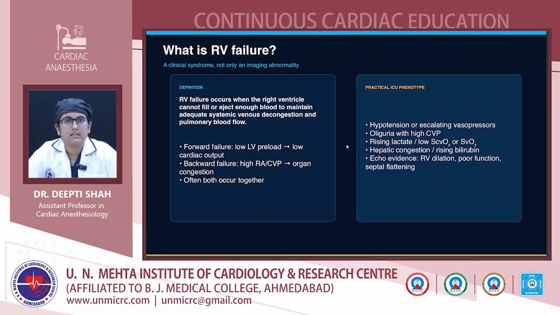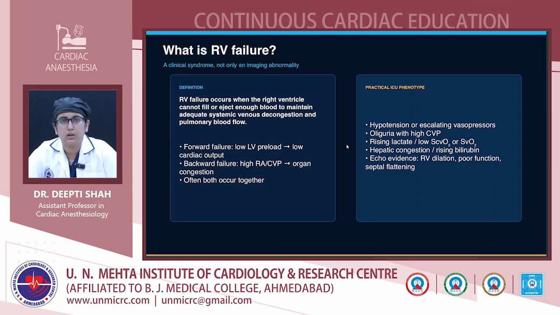So what is RV failure? RV failure is a clinical syndrome and not only an imaging abnormality. It occurs when the RV cannot either fill or eject enough blood to maintain adequate systemic venous decongestion and is unable to maintain adequate pulmonary blood flow. This results in forward failure, that is low LV preload resulting in low cardiac output, while simultaneously leading to backward failure, that is, not being able to decongest the systemic veins properly, resulting in high RA or CVP pressure and organ congestion. Often both of these can occur together.